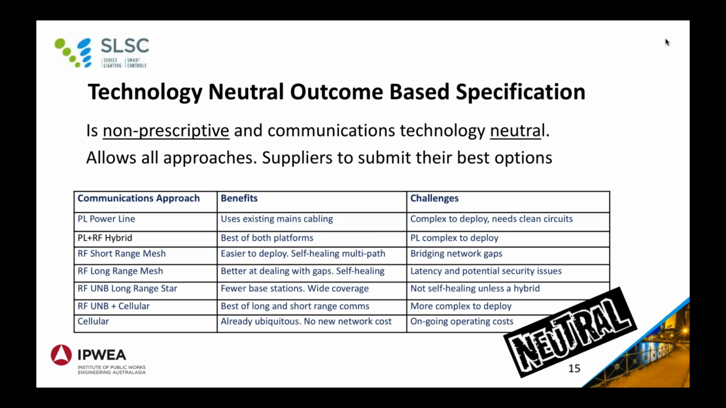In terms of the model specification, we have options for both the traditional or older 0 to 10 volt DC analog and DALI, but there is a strong groundswell of support towards DALI. It's up to the incumbent, the procuring council or DNSP, to make that choice according to their needs, but certainly there is a bias towards DALI as time goes on.